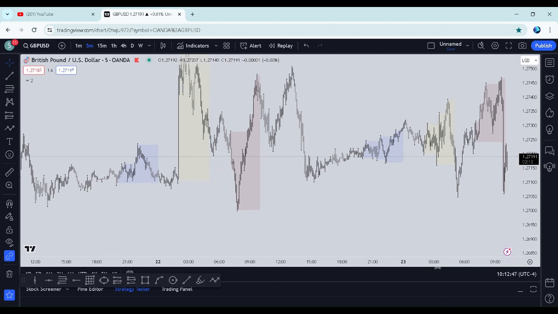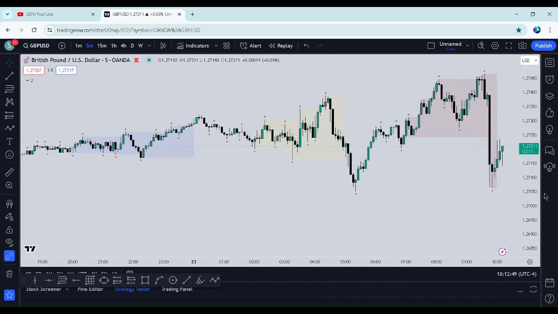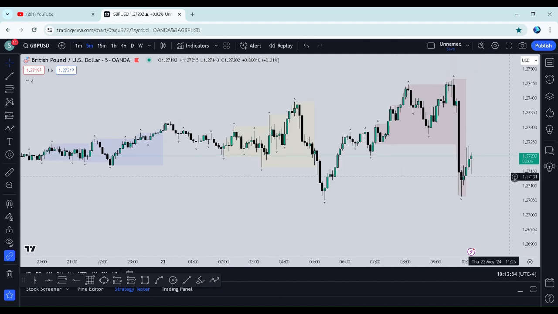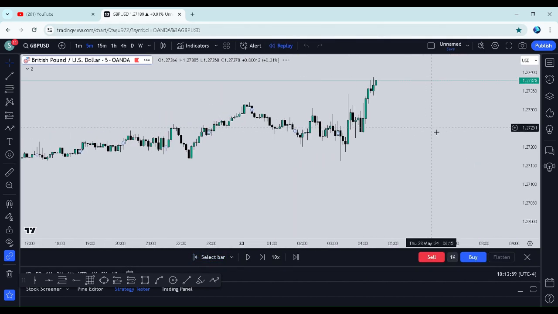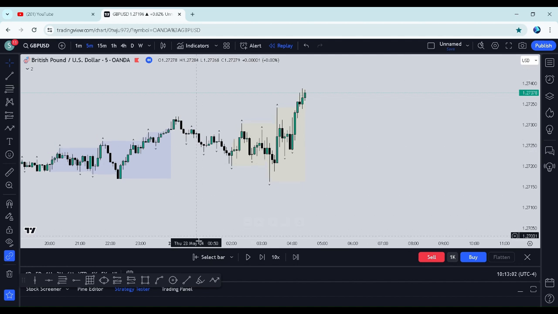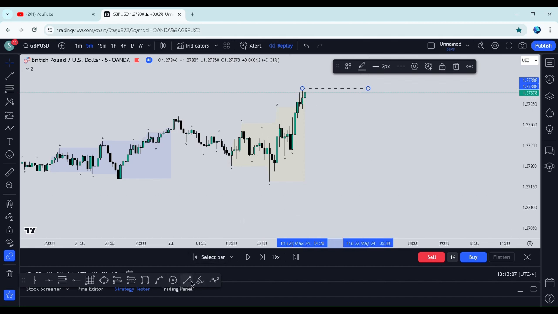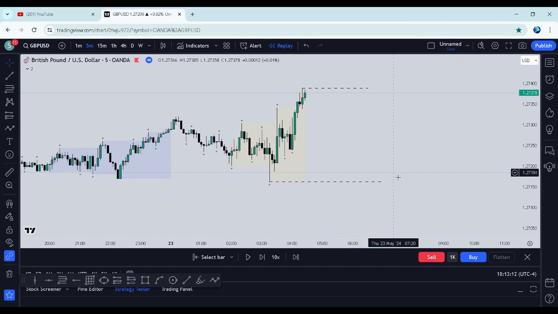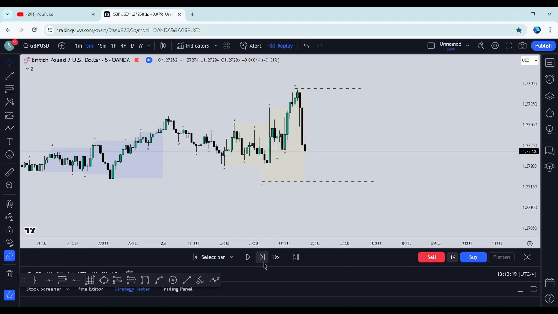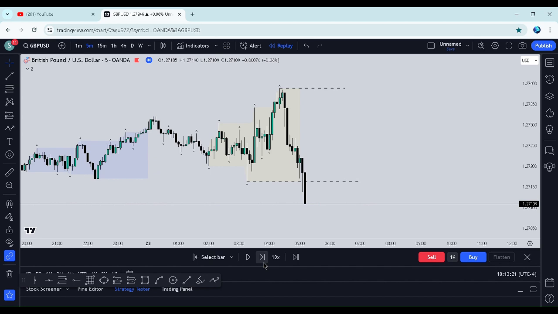For example, in this price action, this is the current live price action. Let me replay the chart. So what do we have? We have an old high right here and an old low right here. Sometimes focus on the extremes. So price just took the sell side liquidity.